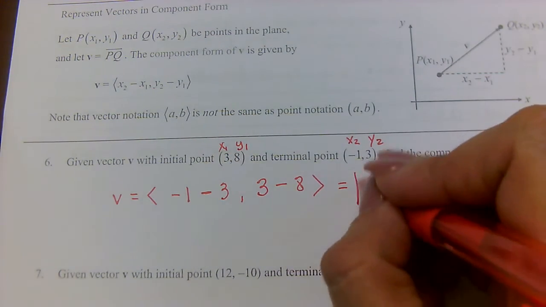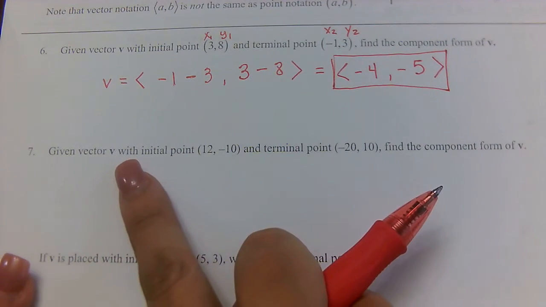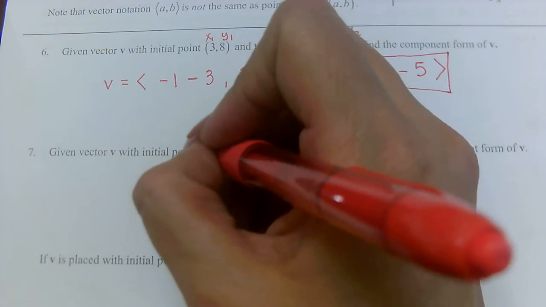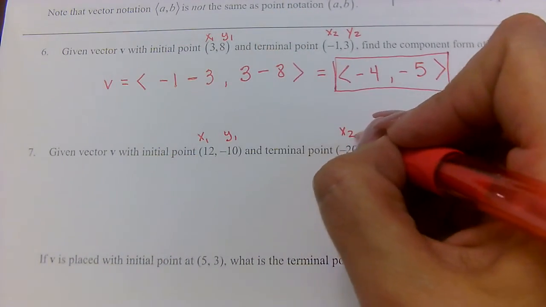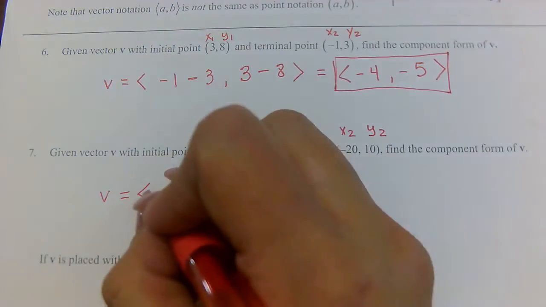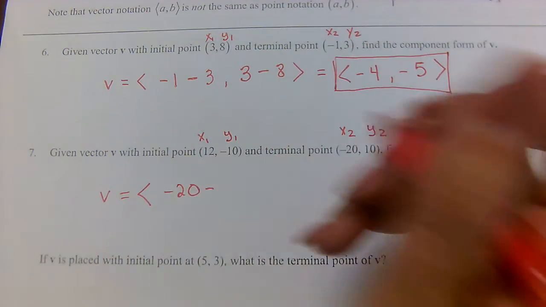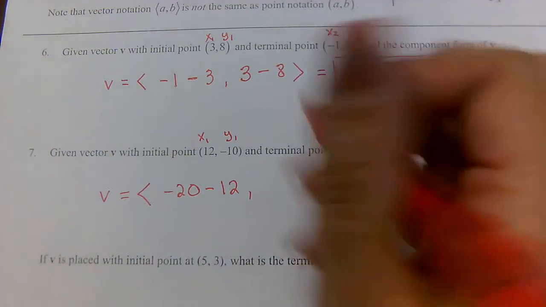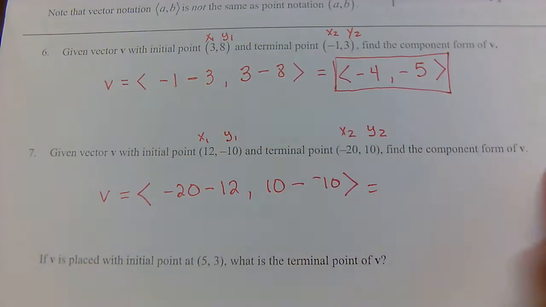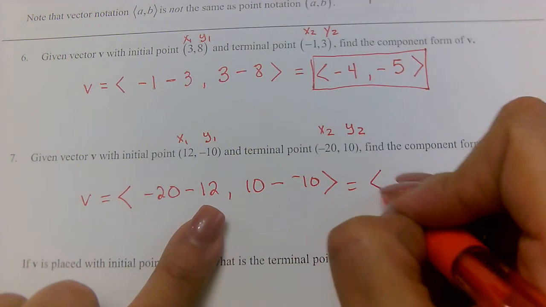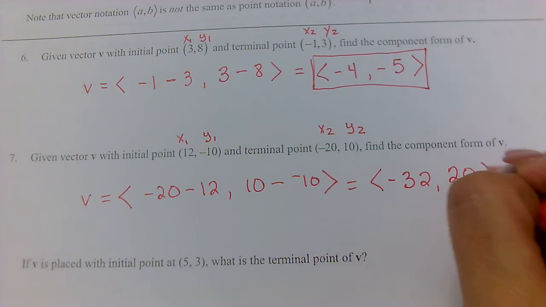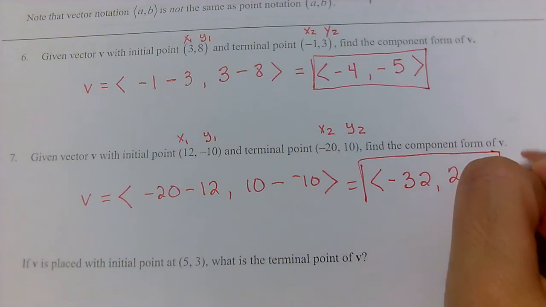And that's your answer. Number 7 says, find the vector, initial, terminating, same equation. Let's start with x1, y1, x2, y2. So v is going to be equal to negative 20 minus 12, comma, 10, minus negative 10. Okay. Negative 20 minus 12, that will get us negative 32. And 10 plus 10 will give me a 20. So this will be our answer for number 7.